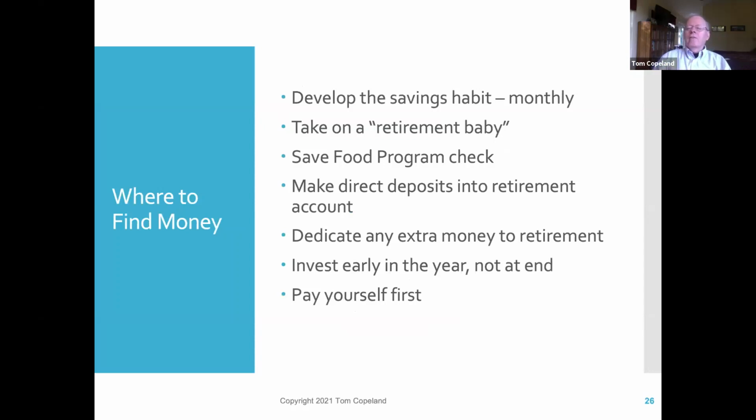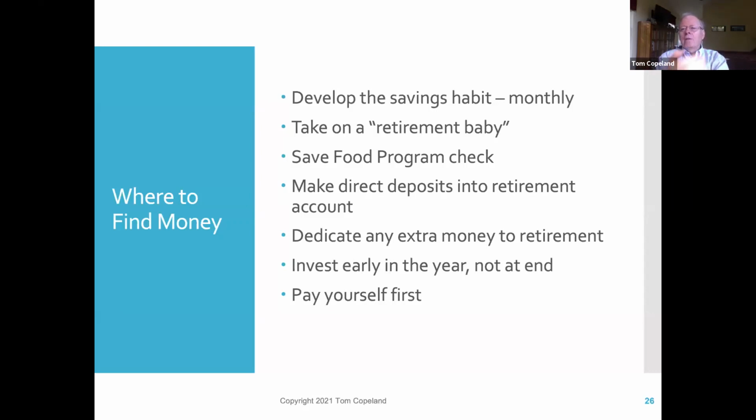When I asked providers in my survey what they did to help them save money, one provider said, you've got to develop the savings habit. That is, putting money aside, even if it's a little bit of money, each month. Get into a habit, once a month. One provider said at the beginning of the year, she would look around at the kids and pick one child, and she would say, that's my retirement baby. And all the money I'm going to get from that child this year is going to go into my retirement.